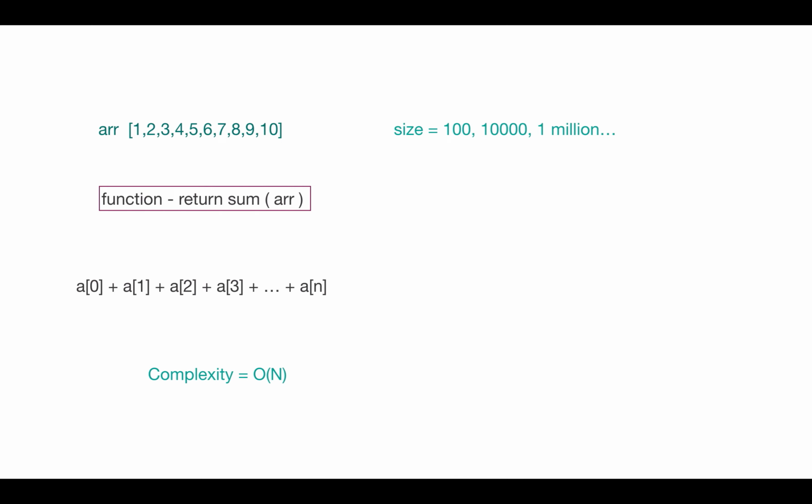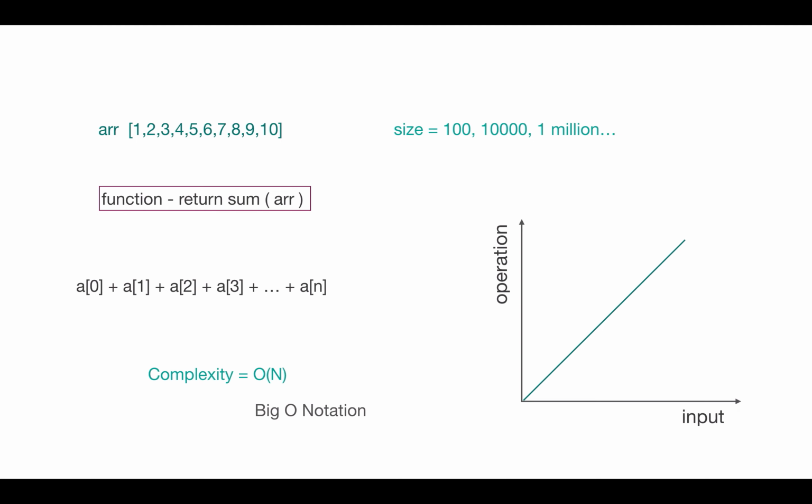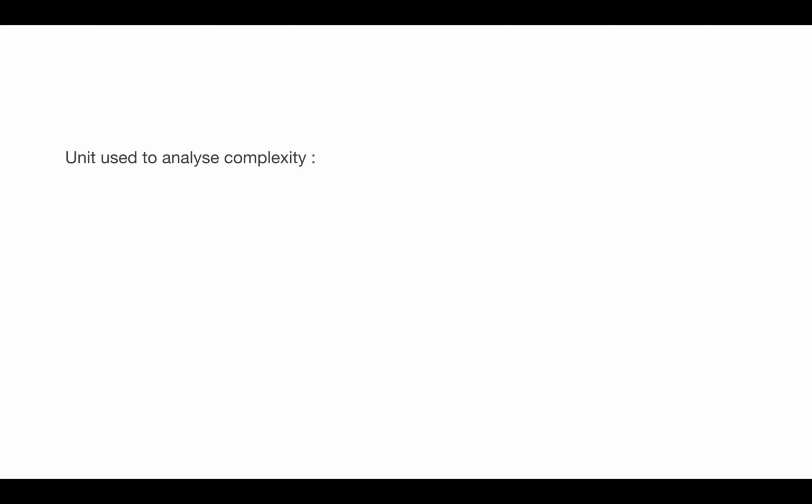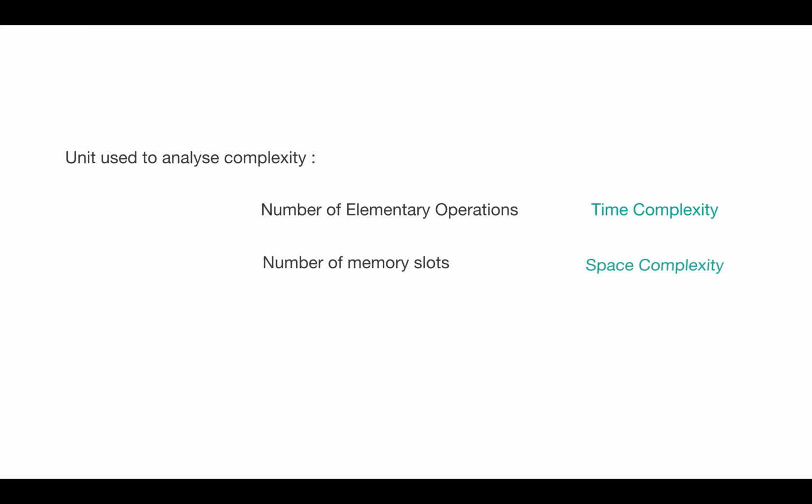We symbolize the complexity using notations, and this O here stands for big O notation. If we draw it on a graph, where the x-axis is the number of inputs and the y-axis is the number of operations, the result will look like this. It shows the linear relationship between the two. For n inputs, the system has to perform n elementary operations. So the unit we use to analyze complexity is the number of elementary operations in the case of time complexity, and the number of memory slots our algorithm is going to use in the case of space complexity.